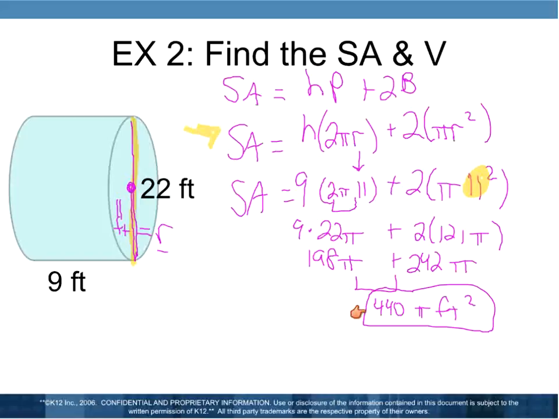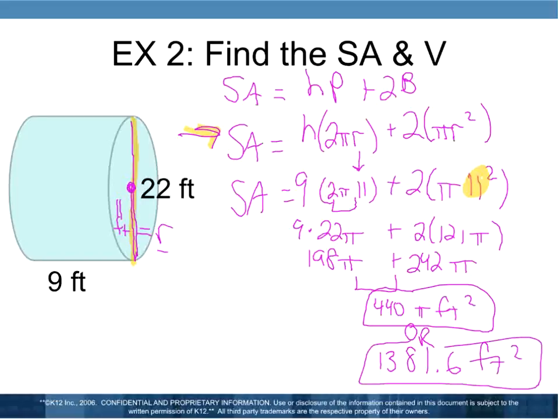So let's do 440 times pi. Are you allowed to use a calculator on your quiz and test right now? Yes, that would be fine with me. Because is a calculator going to do this whole problem for you? No. You have to obviously know what numbers you're plugging in where to get the right answer. The calculator won't give you the answer. So I am absolutely fine with using calculators. So 1381.6 feet squared.